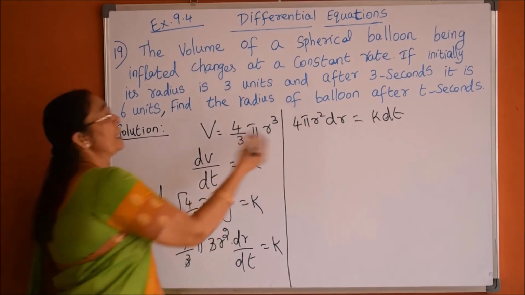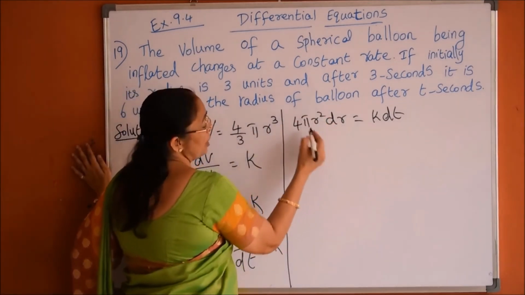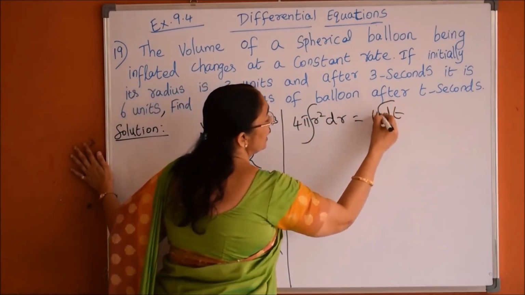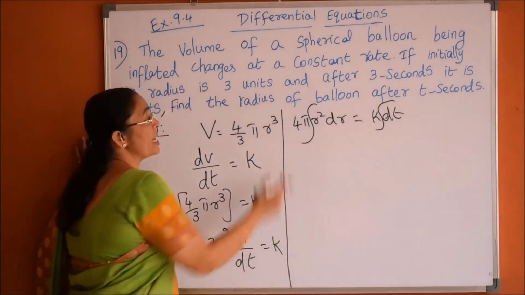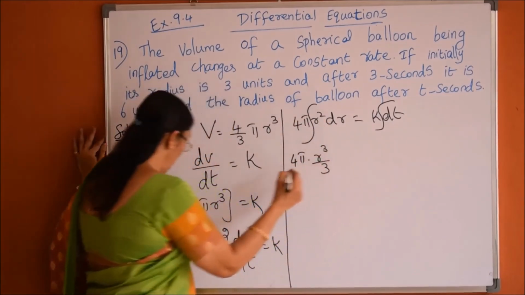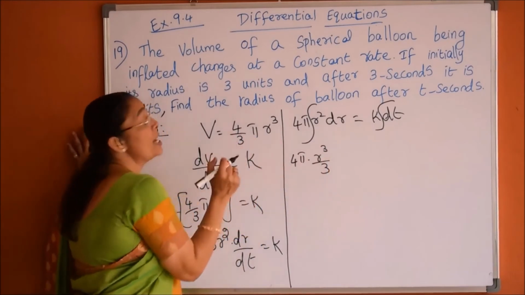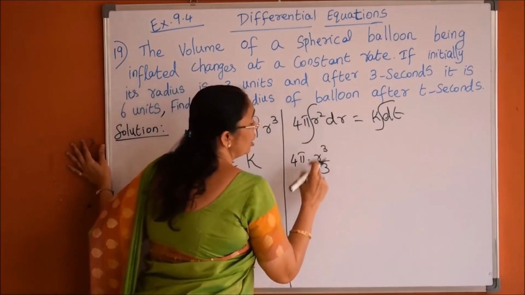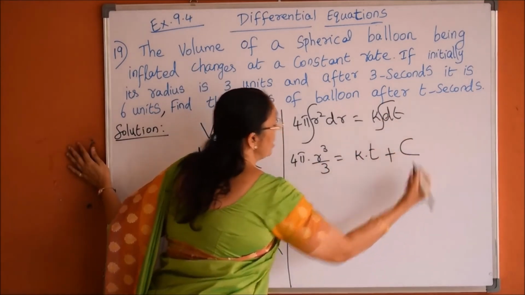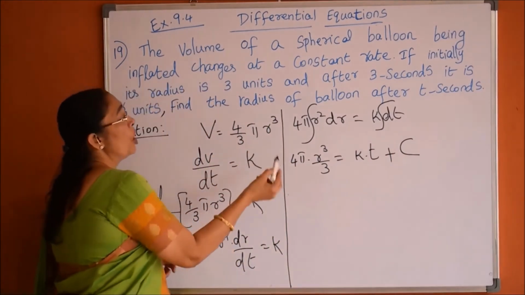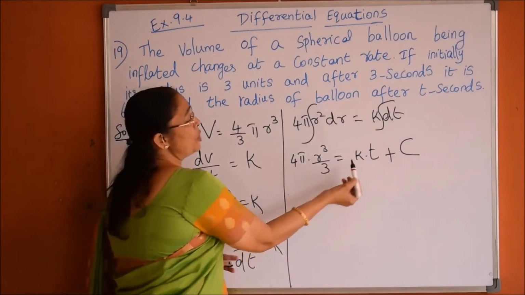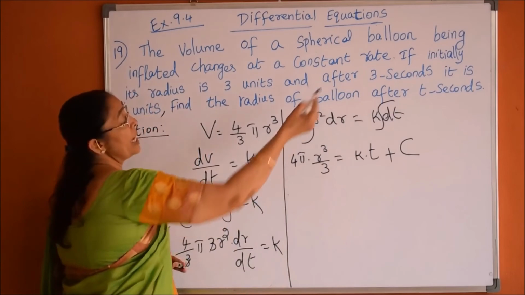Now we have to integrate on both sides. Here 4 pi is constant. So integration of r square dr equals k into integration of dt. So 4 pi into integration of r square, that is r cube by 3. Here we did differentiation, again here we are doing integration. 4 pi into r cube by 3 equals k into integration of dt, which is t plus one constant c. Now we got 4 pi r cube by 3 equals kt plus c. We need to find the values of k and c. For that we use the other statements.